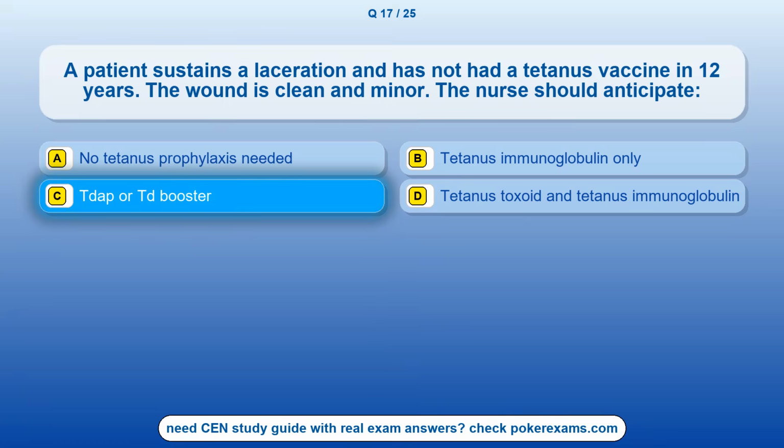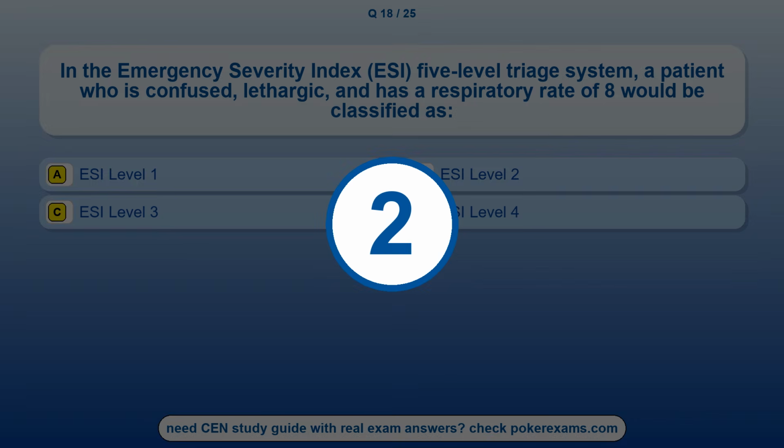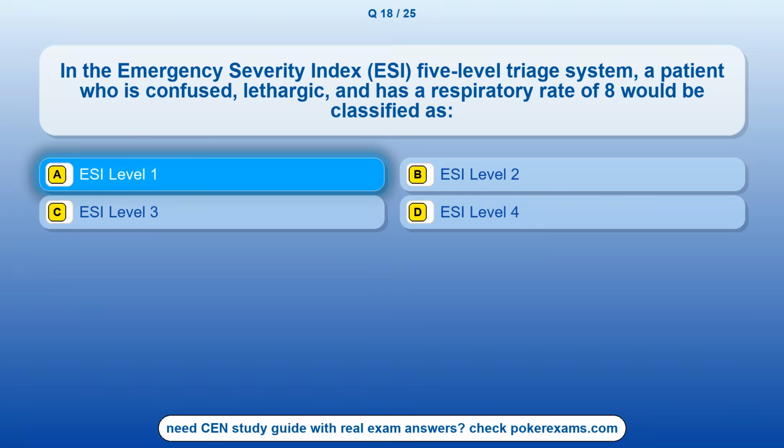The correct answer is option C, Tdap or Td booster. Question 18. In the Emergency Severity Index (ESI) 5-level triage system, a patient who is confused, lethargic, and has a respiratory rate of 8 would be classified as: Option A, ESI level 1. Option B, ESI level 2. Option C, ESI level 3. Option D, ESI level 4. The correct answer is option A, ESI level 1.